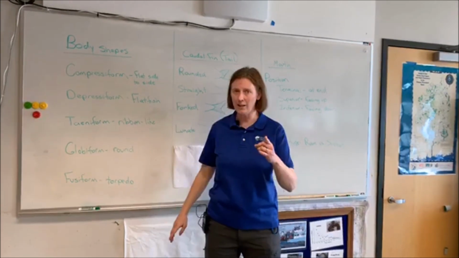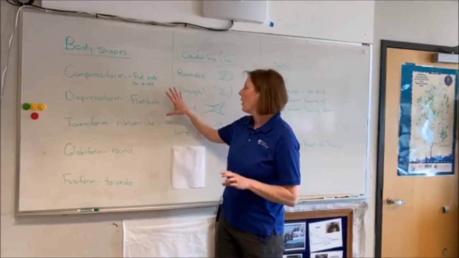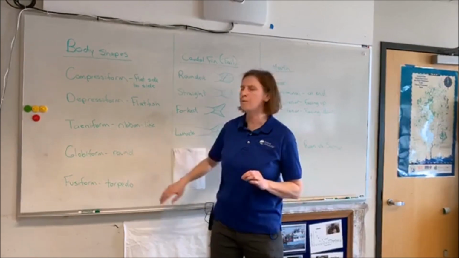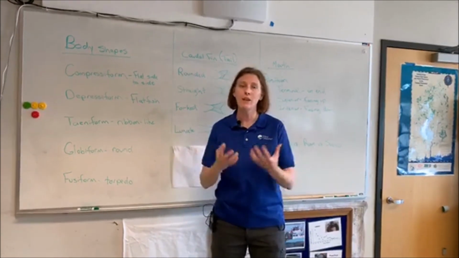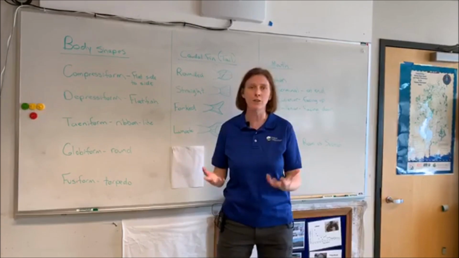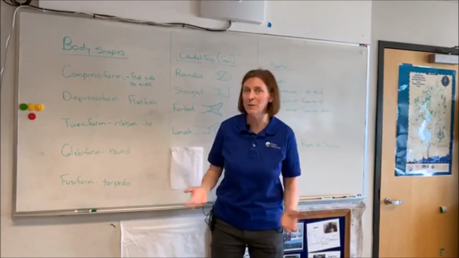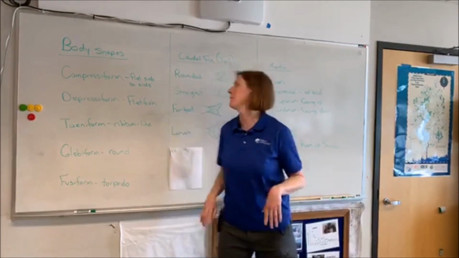So my first challenge for you is to try to think about how different shapes of fish might affect how they live. For example, how does the shape of the fish affect how fast it can swim, or where it's able to go, or where it likes to be?